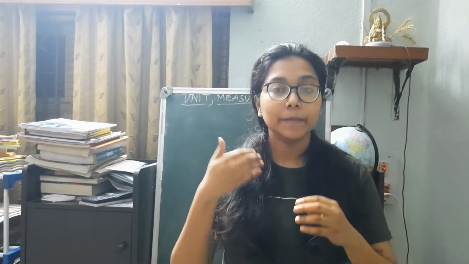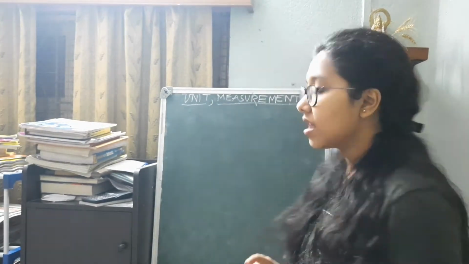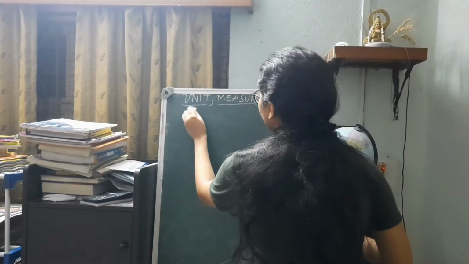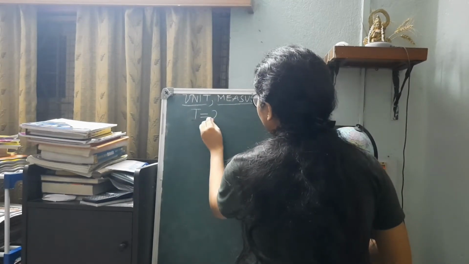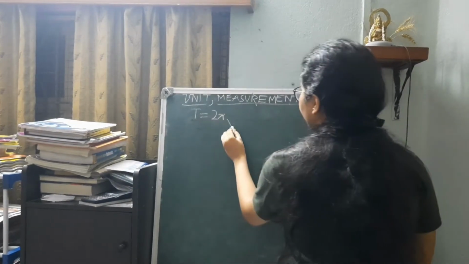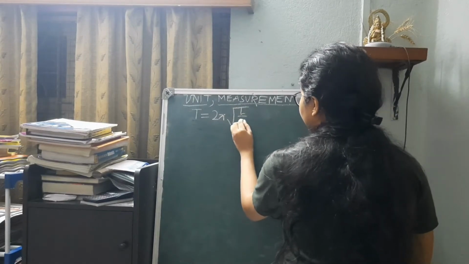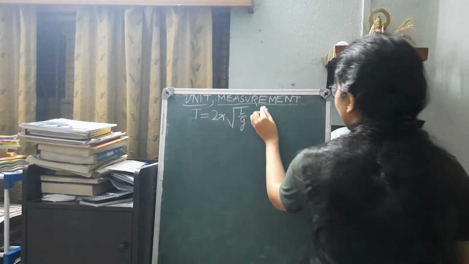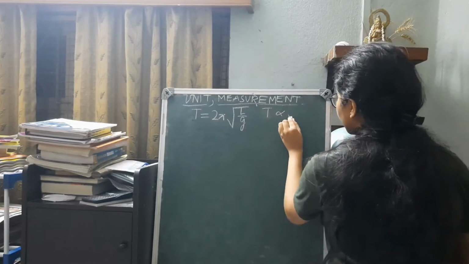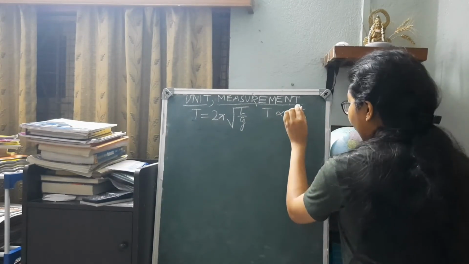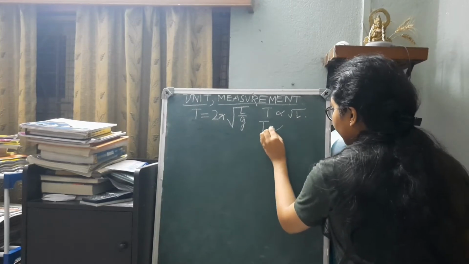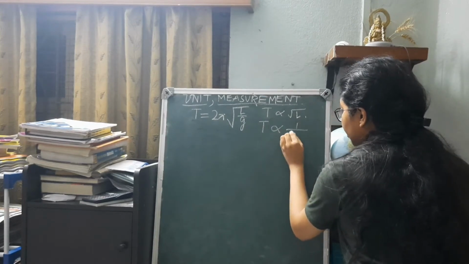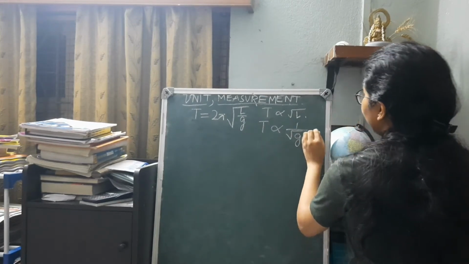What are the factors on which the time period of a simple pendulum depends? The most important factor, because we know that the formula is T equals 2 pi into root under L by G. So we can directly figure out that time period is directly proportional to root under L, and time period is inversely proportional to root under G. So what does this imply?